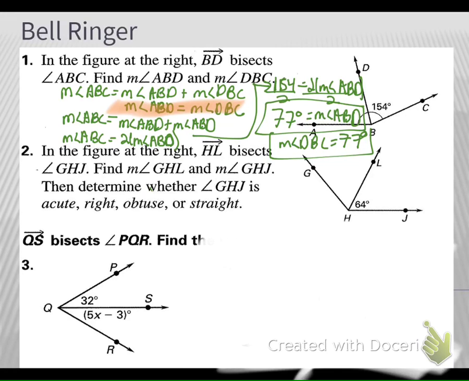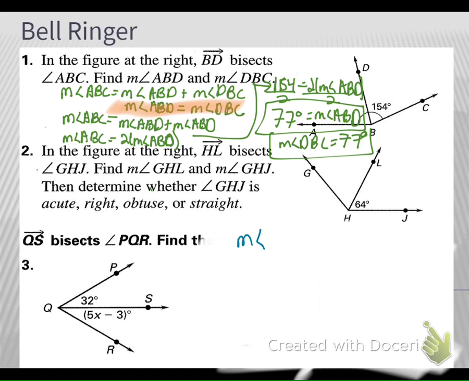When we're here, we have, again, where ray HL bisects angle GHJ, and we want to find the measures of angle GHL and angle GHJ. So our first part here, we want to do the total angle, which is the measure of angle. And write it in blue. So the measure of my total angle, what's my total angle?